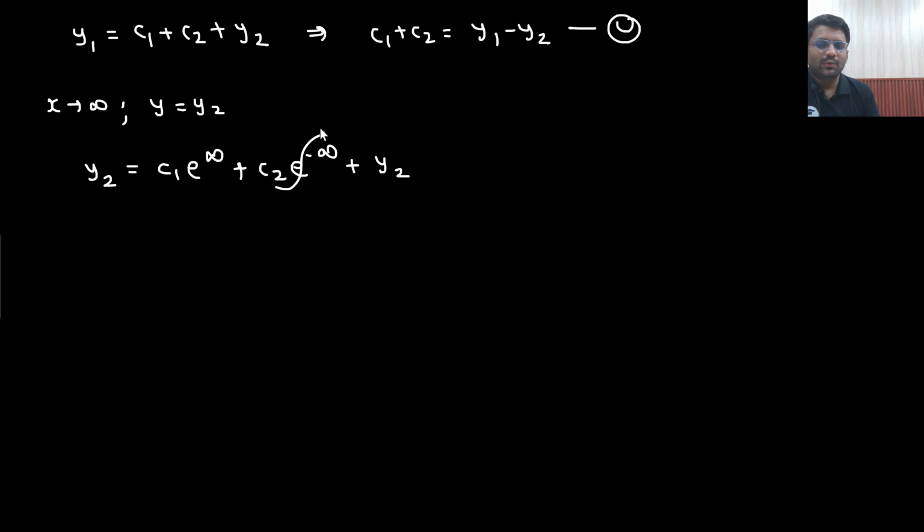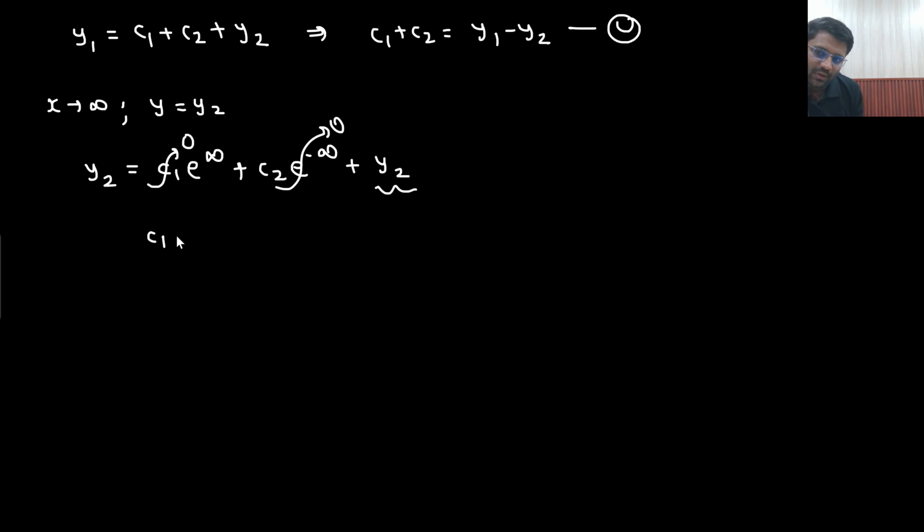Now you know, sir, that this will go to 0, and this is a constant value only. But sir, this will take my whole function to infinity, while they are saying it should be equal to y2. Yes, it is coming out to be y2 only, but this term will take it to infinity. What does that mean? That means C1 has to be 0.